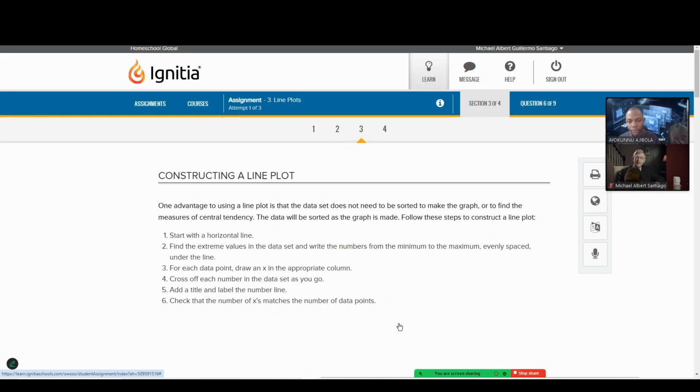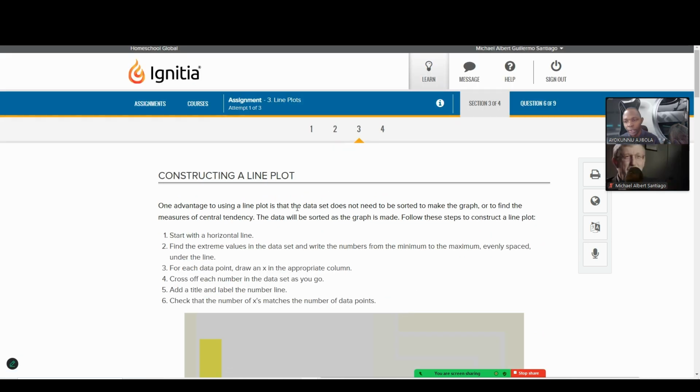So let's go to the next section and see what we've got there. One advantage to using line plots is that the data set does not need to be sorted to make the graph or to find the measures of central tendency. The data will be sorted as the graph is made.